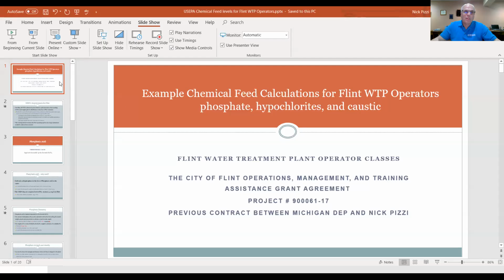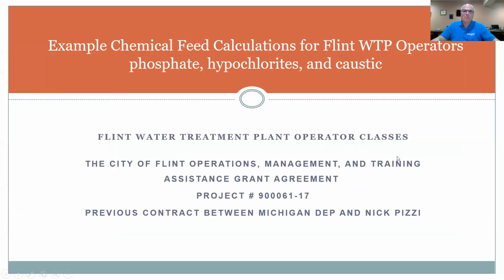Even though this was specifically for Flint, I think it's good for all operators to understand how to do these chemical calculations. So this is going to be an example of chemical feed calculations for the Flint operators for the phosphate, hypochlorites, and caustics that they use. This again was under the previous contract I had with the Michigan DEP.